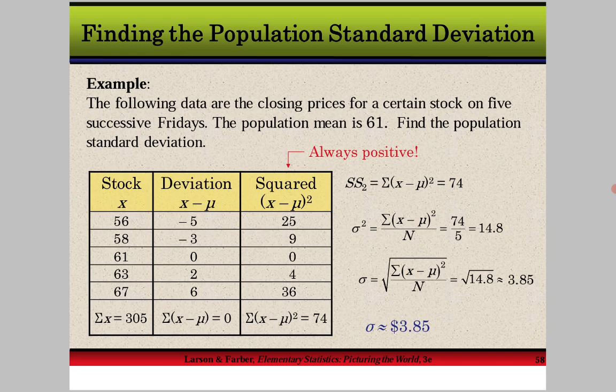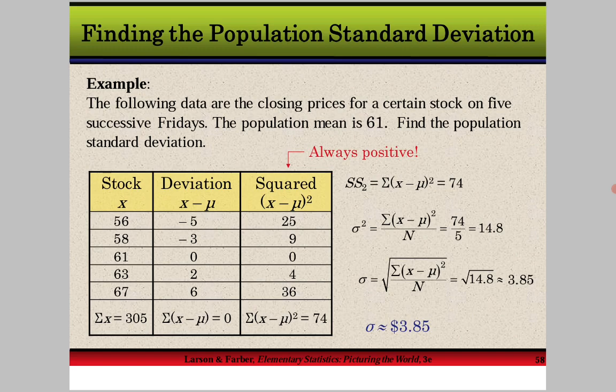Sigma x is 305, divided by n, which is 5, that is 61. So the population mean is 61. Next is deviation. What is the deviation? Deviation is the difference between the data item and the mean. So next we calculate x minus mu, where mu is the mean. So 56 minus 61 is minus 5, 58 minus 61 is minus 3, 61 minus 61 is 0, 63 minus 61 is 2, and 67 minus 61 is 6. So sigma (x minus mu) is equal to 0.